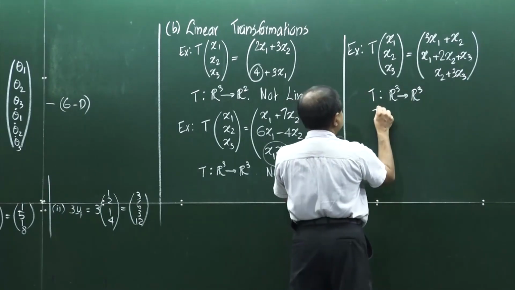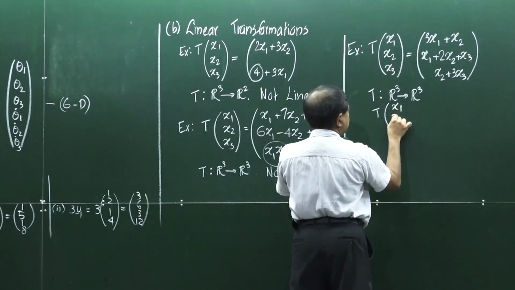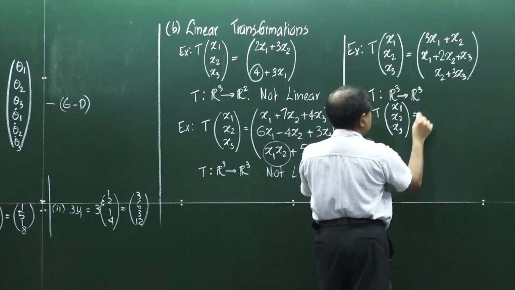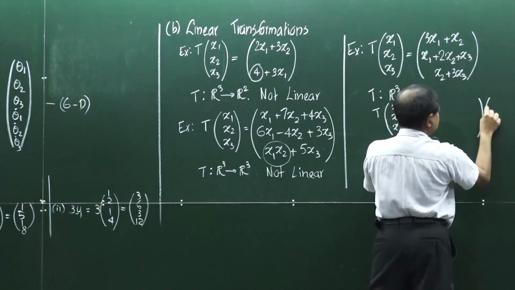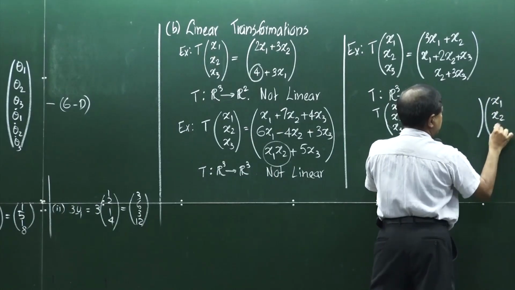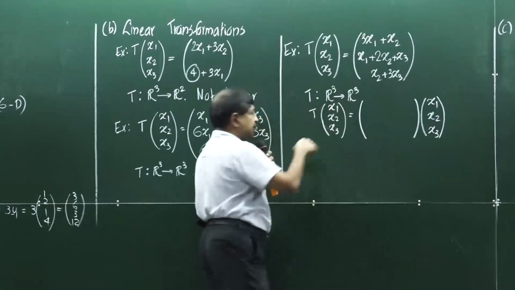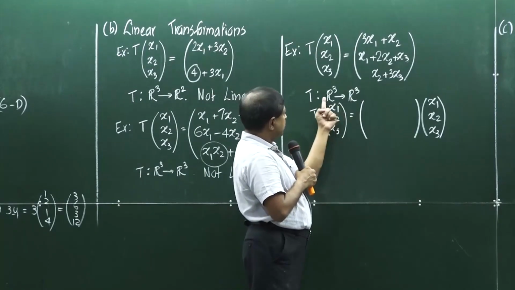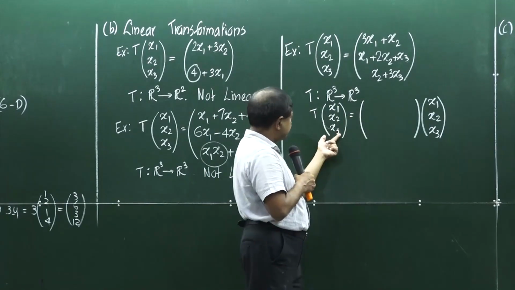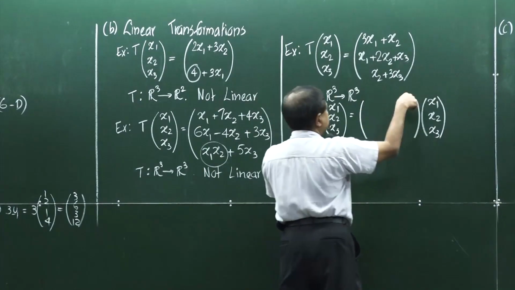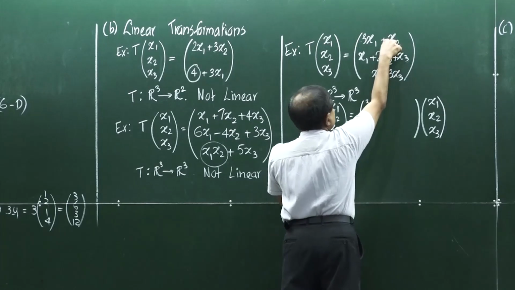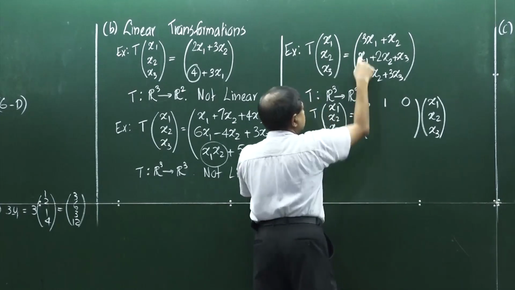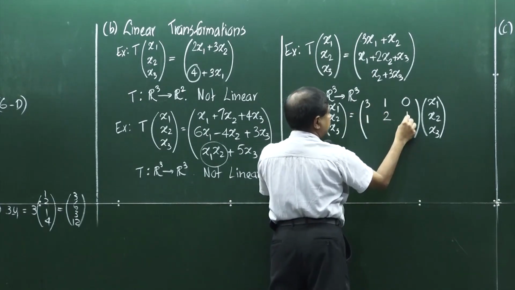In fact, when it is linear, you can do it like this. You can play the game like this. I can write this as a product of two matrices where the right hand side is the same as this one. Sometimes the right hand side is a part of that. But if you are in the same dimension, then the right hand side is exactly the same vector. So how do you write this? 3x1, 1x2, there's no x3. But here it is 1x1, 2x2, 1x3.